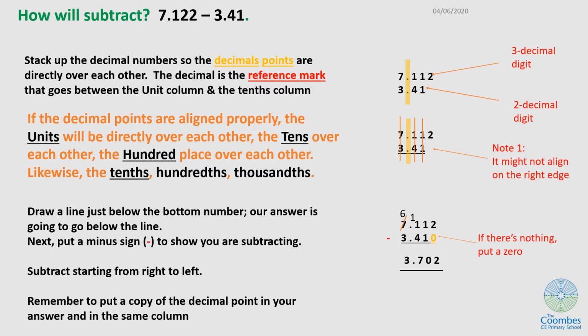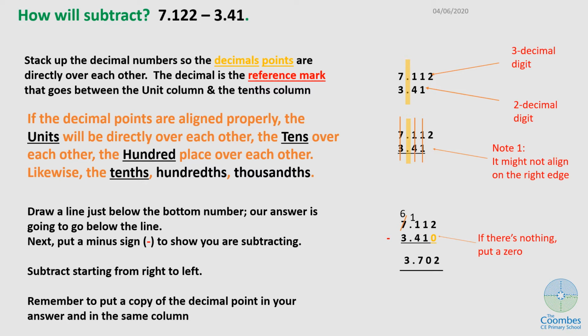Now you can see for this number it's a two-place decimal and there is nothing in this column, so I'll represent nothing with a 0 here like this, and I can now put a line underneath, put my minus sign, and start subtracting. Now 2 take away nothing is 2. 1 take away 1 is 0. 1 take away 4, I have to be careful here, I can't do that.